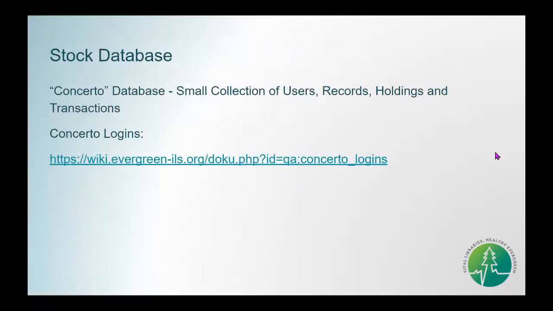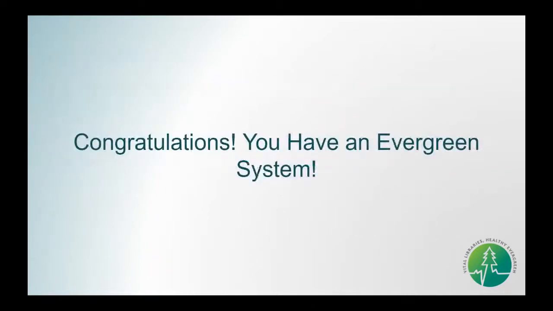So our Evergreen system has the stock database, also known as the Concerto database. There is information on what's available for logins, users, some information on the records that are in that database at this wiki link. So definitely it's useful to bookmark that link, because if you have to test something and you need a user, or you need to know what has parts or what has serials, that's a good place to go to find out what to look for. So congratulations, you now have an Evergreen system.